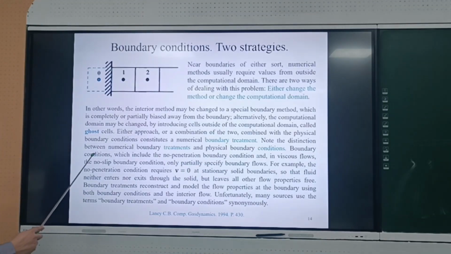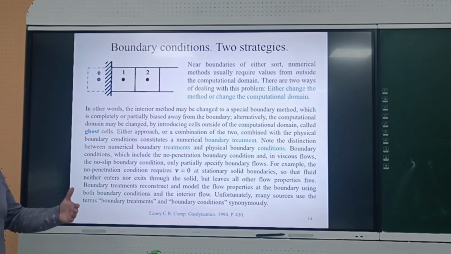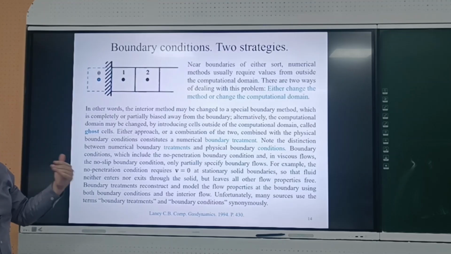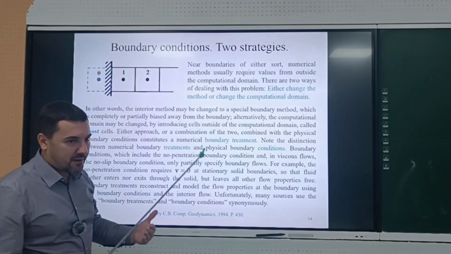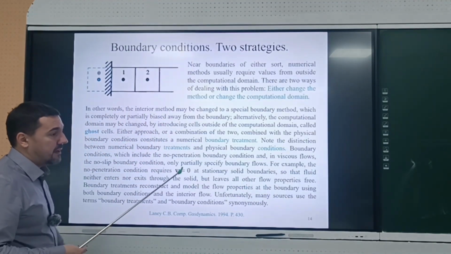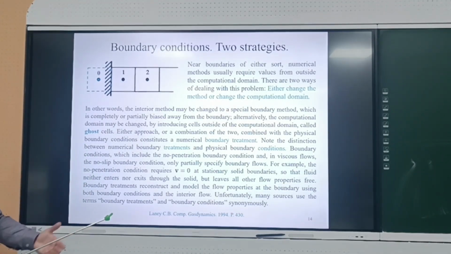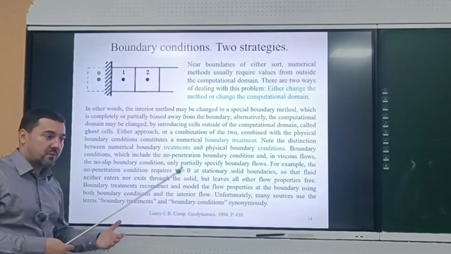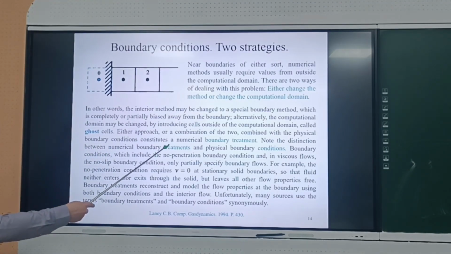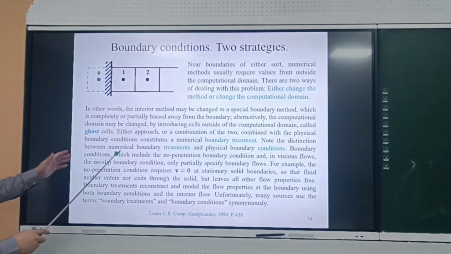Note the distinction between numerical boundary treatments and physical boundary conditions. Once again, from a physical point of view, it should be a solid wall here. But from a numerical point of view, you can implement this boundary condition in different ways, depending on your scheme, the desired accuracy of the numerical method, its stability, and so on. So there can be different numerical implementations, different numerical boundary treatments, for the same physical boundary condition.